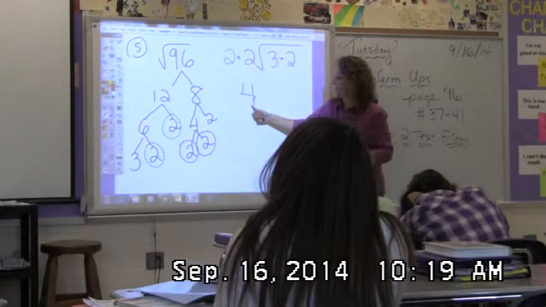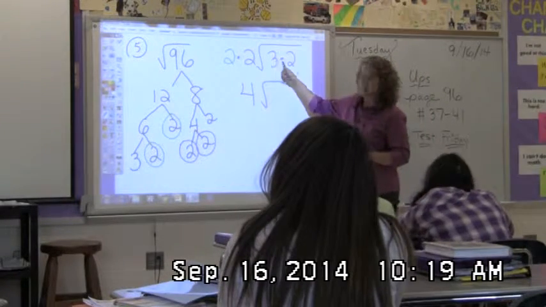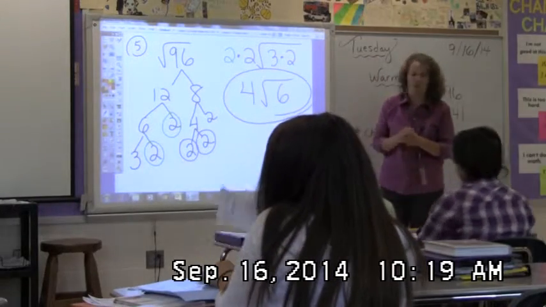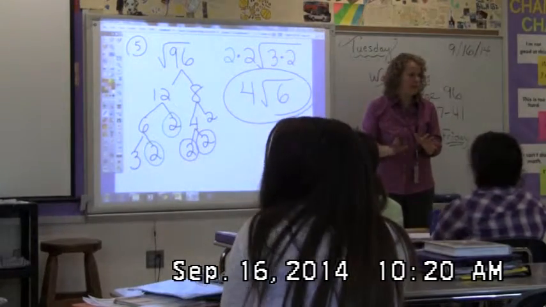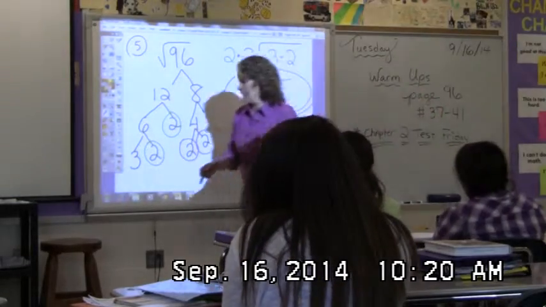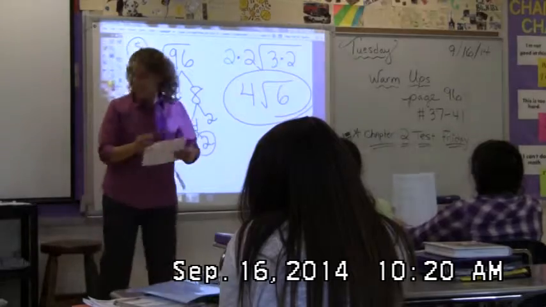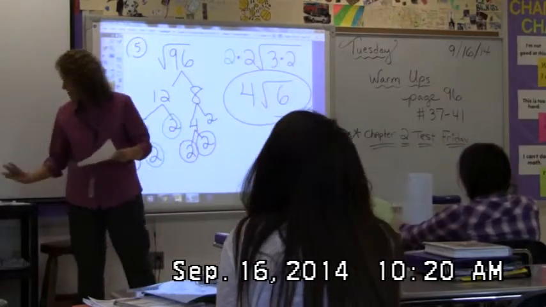4, because it's 2 times 2 in front, and 3 times 2 is 6 under the square root. Beautiful. So far, so good? Okay, flip it over to the back. All right, now on the back, here's where it's going to get a little tricky.